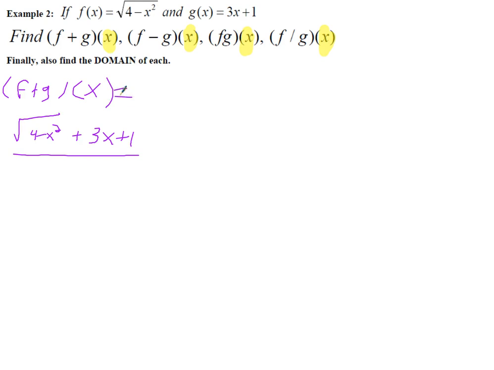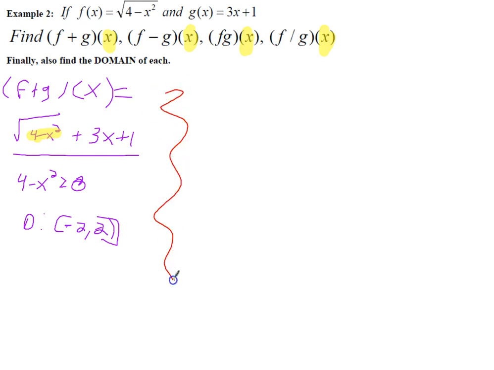Now we have to look at what our domain is. And as we've said before, the part that is underneath our square root can't be negative. So we want to look at when is 4 minus x squared greater than or equal to 0. And that is just going to be between -2 and +2. Any numbers outside of that range are going to give us a negative in the square root, which is not possible.